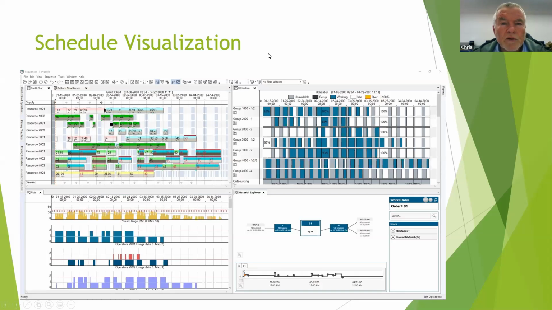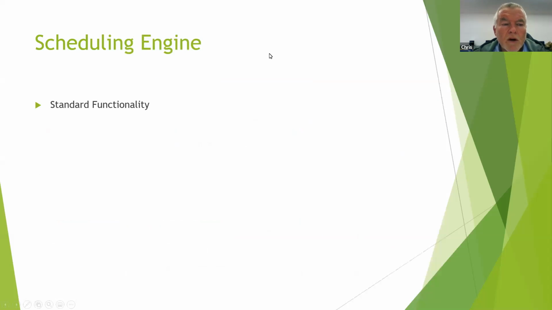But that's the sort of stuff you're going to find in them. All right, the scheduling engine, the standard functionality. What's marked in green here are examples of scheduling functionality. I've shown you the forward schedule a couple of seconds ago. So you might want to do forward or backward or wave scheduling.